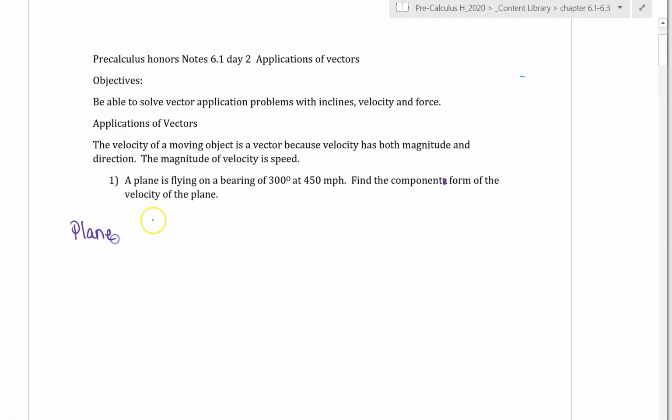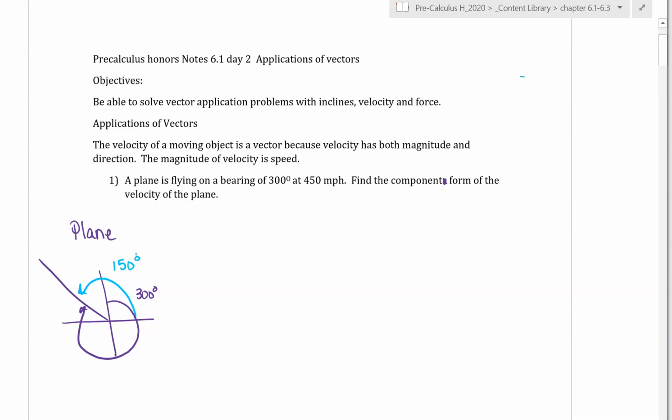Okay, so the velocity of a moving object is a vector because velocity has both magnitude and direction. The magnitude of velocity is speed. So let's consider this plane flying on a bearing of 300 degrees. Recall that a bearing of 300 degrees is measured from north clockwise. So if this is a 300-degree angle, our angle in standard position would be 150.